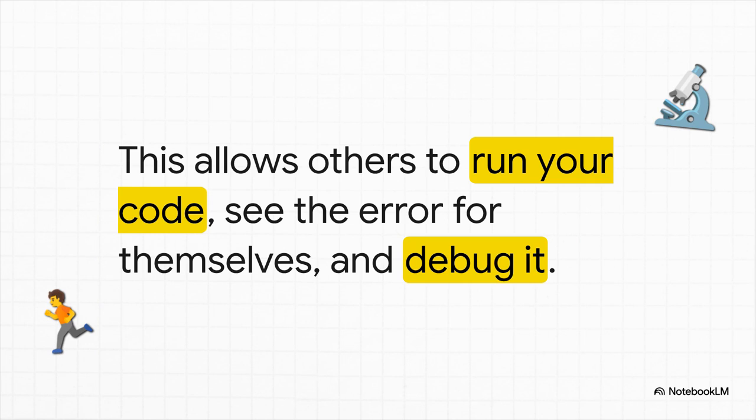And why does this matter so much? Because it transforms the person helping you from a detective trying to solve a mystery with no clues into a scientist who can actually replicate your experiment. They can run your code, they can poke at it, and they can figure out exactly what's going wrong.